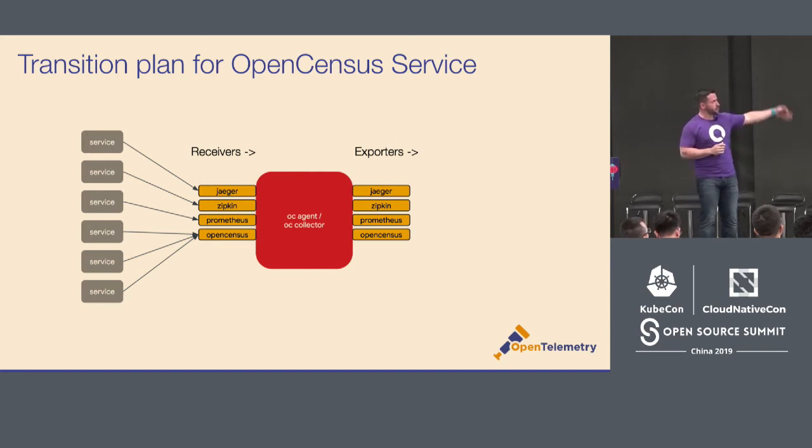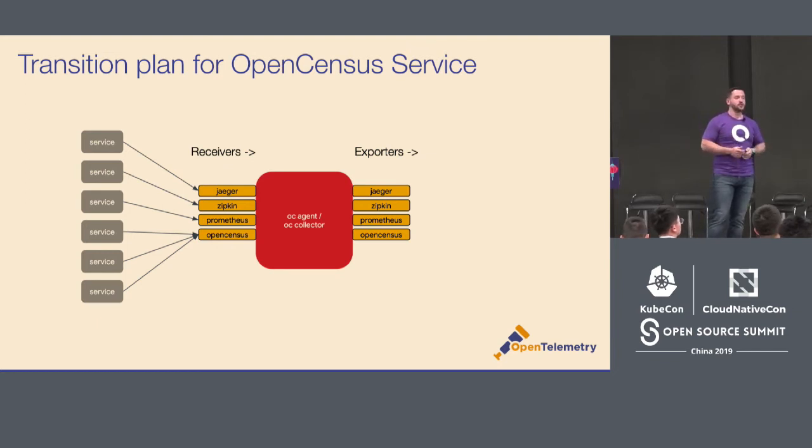And all the popular open source solutions are supported. So for tracing, that's Jaeger and Zipkin. For metrics, that's Prometheus and StatsD. There's also an OpenCensus endpoint as well. And then commercial vendors have provided their own exporters traditionally. They don't typically provide receivers today that are available.